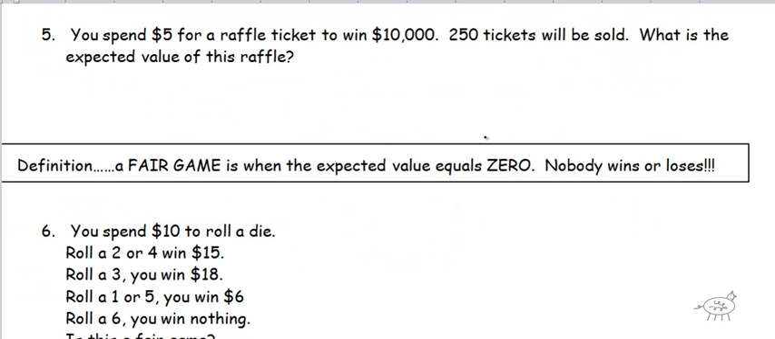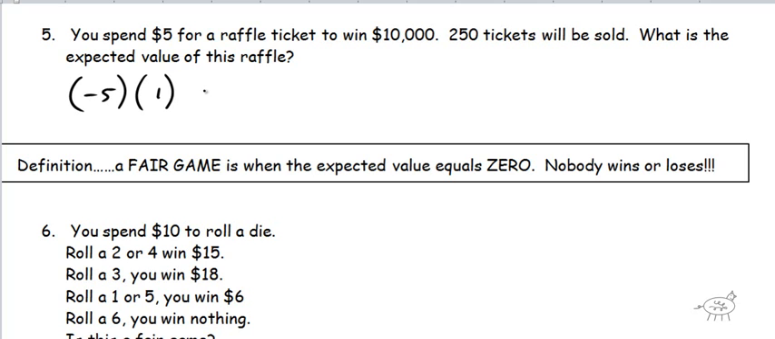Number 5, great problem. You spend $5 for a raffle ticket to win 10 grand. 250 tickets will be sold. Okay, what is the expected value of this raffle? So, here's the deal. Some people just want to find the probability and multiply it by 10,000. But here's the deal. What's the probability of losing $5? Well, isn't it 100%? You're giving the person $5. Whether you win or lose the raffle, you still lost $5. You're handing them $5. So the probability of losing is 1.